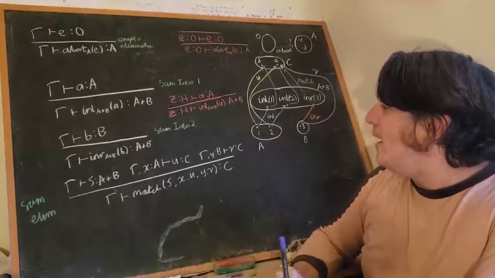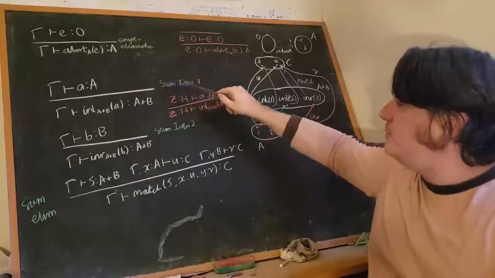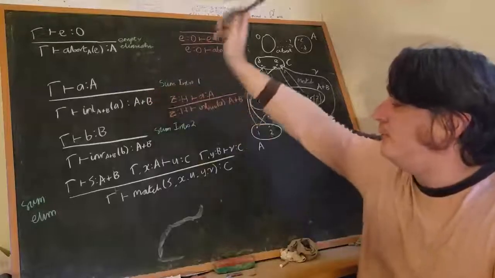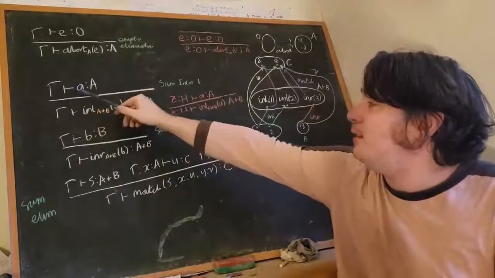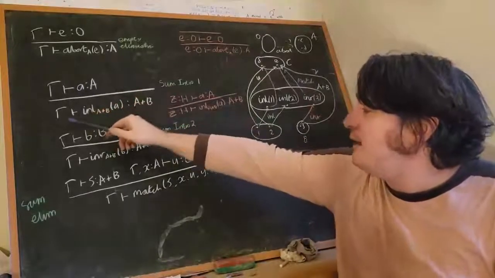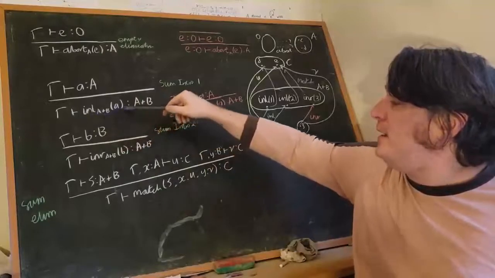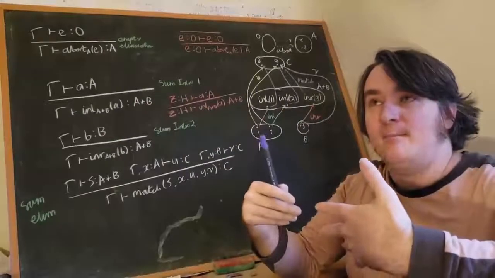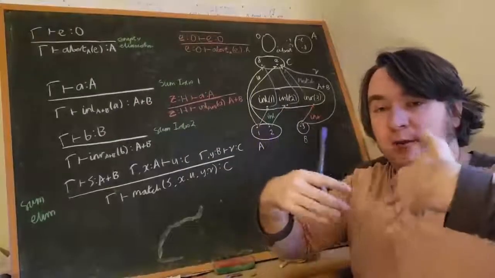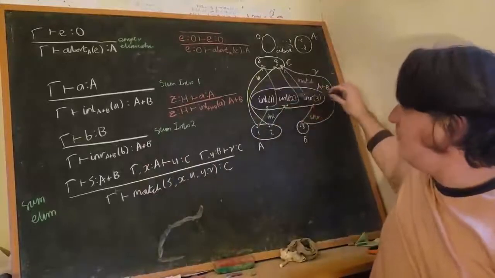So a bit more formally, we have a way of introducing values of this sum type. If in our context gamma we have a value A of type A, then we can get this value inL of A, which is of type A plus B. This is giving the idea of an injection function, injecting these values of A into this sum type.